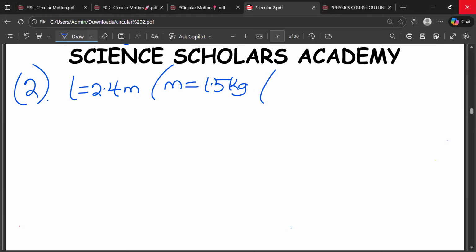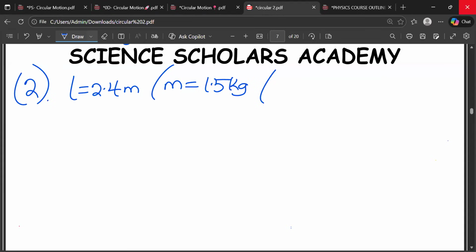...(1.5 kilograms) attached to the other end of the string is given a blow which sets it moving in a circle on the plane with constant speed of 4 meters per second. You people, is this speed angular or linear? They are saying constant speed of 4 meters per second. Which speed is it? With the reason, raise up your hand. Don't type in the chat.